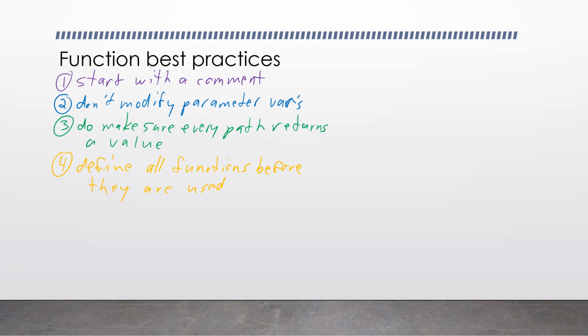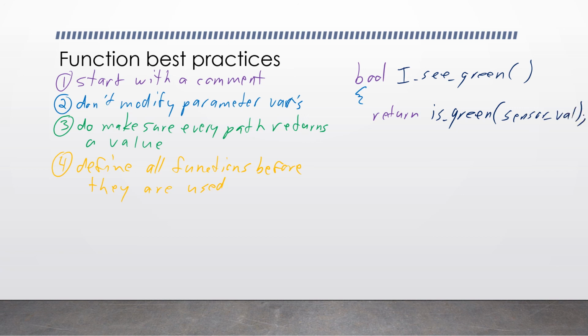What if I had my example earlier of bool I see green, and in it calls the function, it says return is green of sensor val, okay, and then I define my function bool is green int q, and it does its calculations.